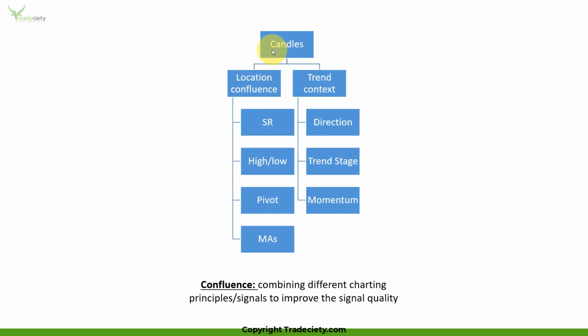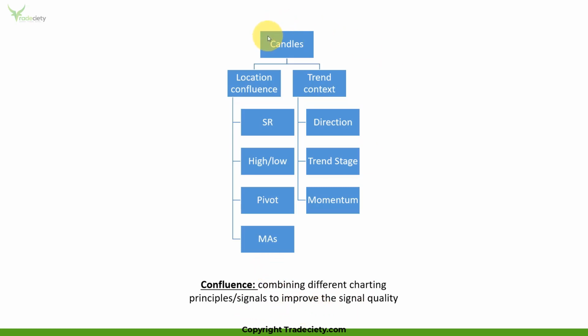We have looked at individual candlesticks, but when it comes to trading candlesticks or price action, we're going to use the concept of confluence. And confluence means that we're combining different charting principles or signals to improve the signal quality. So we want to find better trades, and we can improve that.